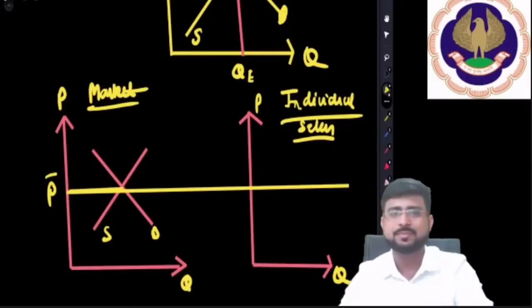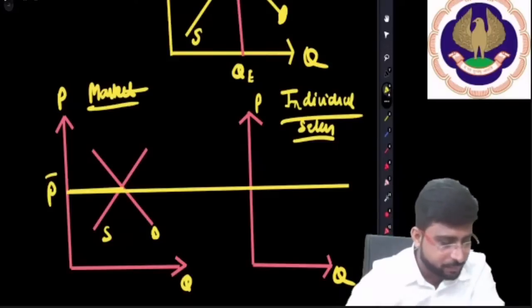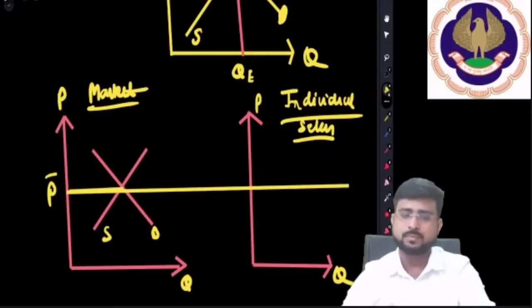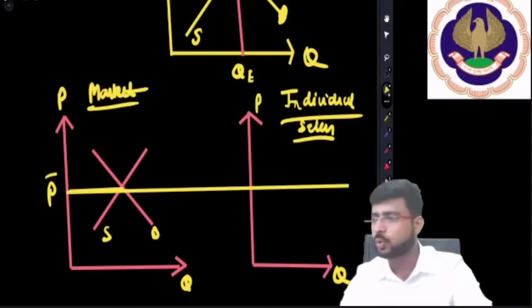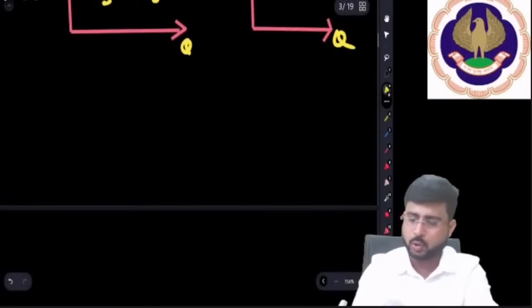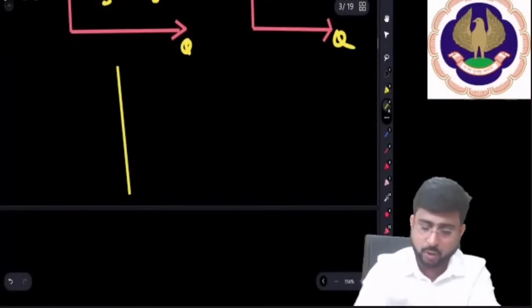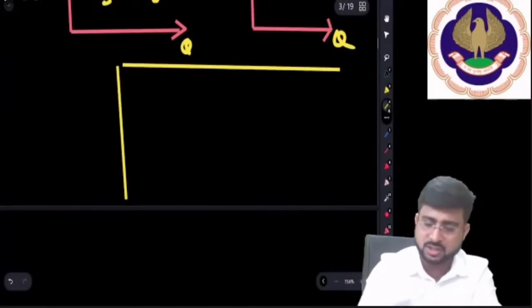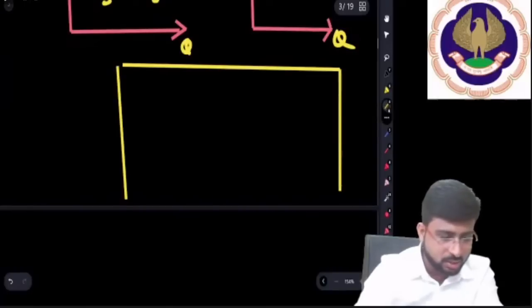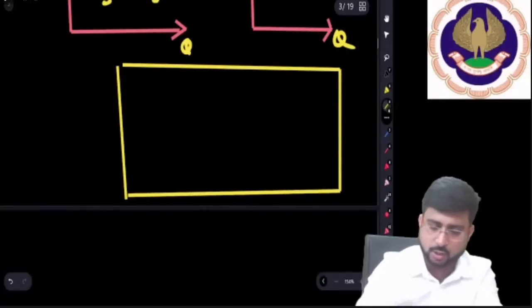Yes sir. Now I'll tell you one more thing. Here, my dear friends, in order to achieve equilibrium, because you remember I have told you that in perfect competition, price cannot be changed. Sir, what do you mean by price cannot be changed? I'll tell you what.